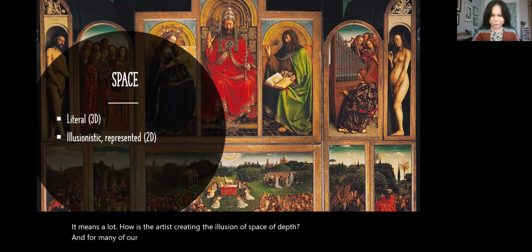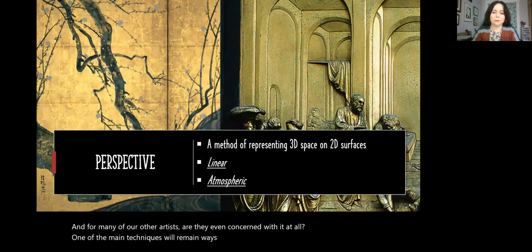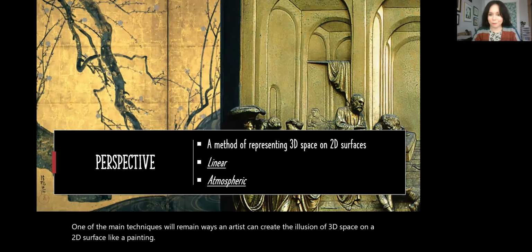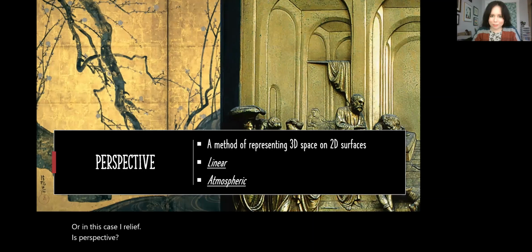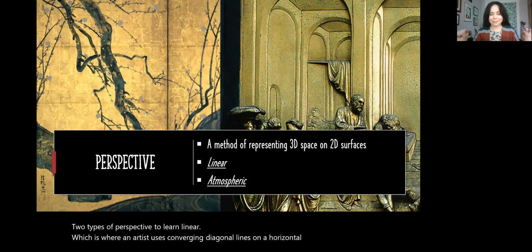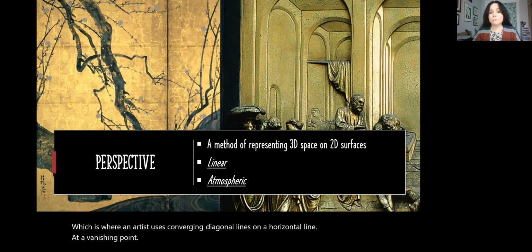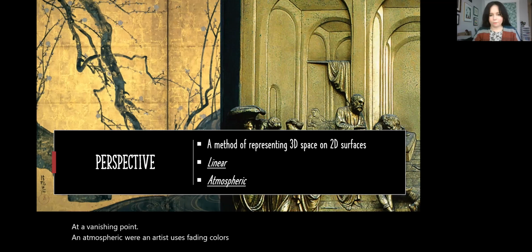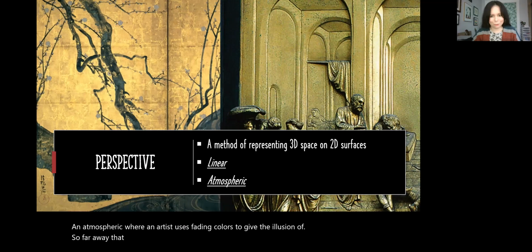One of the main techniques, one of the main ways an artist can create the illusion of 3D space on a 2D surface like a painting, or in this case, a relief, is perspective. Two types of perspective to learn: linear, which is where an artist uses converging diagonal lines on a horizontal line at a vanishing point, and atmospheric, where an artist uses fading colors to give the illusion of distance, so far away that our eyes can't even make out the lines of trees on the horizon anymore.